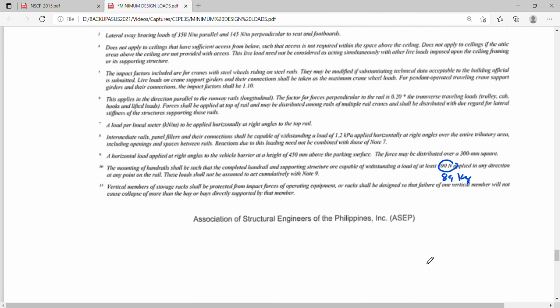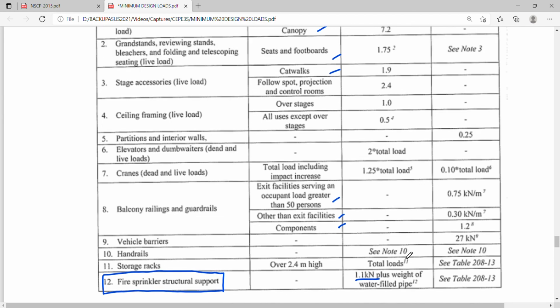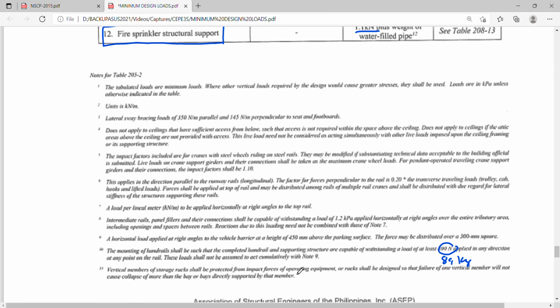Okay, so we have here fire sprinkler supports. So if you are designing a fire detection system, alarm system with, of course, the sprinkler system included, then we need to consider a weight of 1.1 kilonewton plus the weight of the water-filled pipe vertically attached or vertically supported to the components of your building.